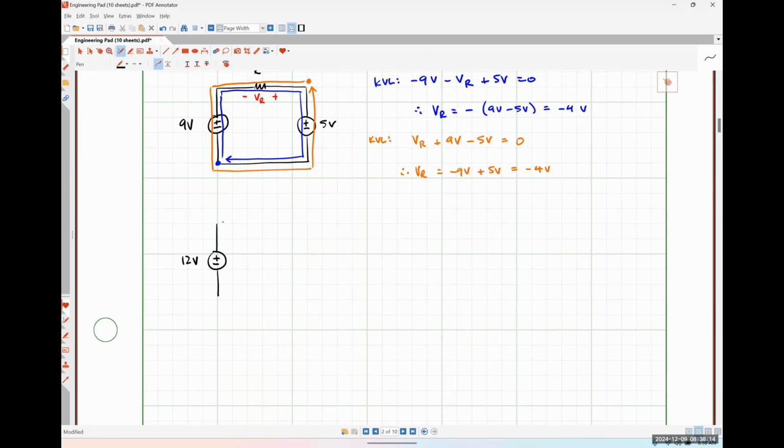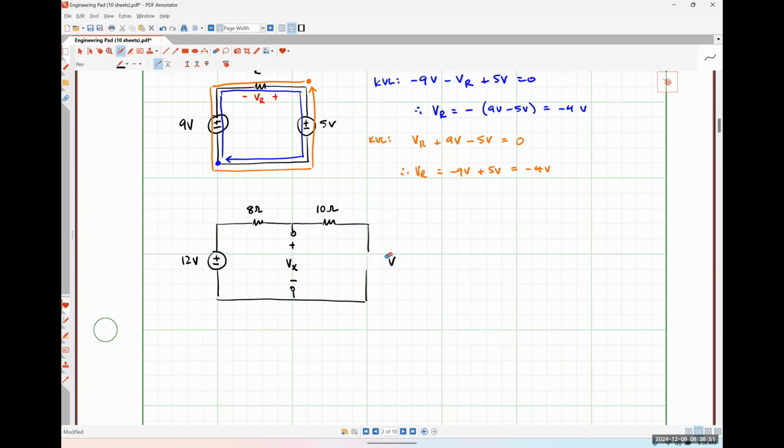12-volt source, an 8-ohm resistor, a 10-ohm resistor, a 4-volt source, and I am interested in finding the voltage between these two terminals.